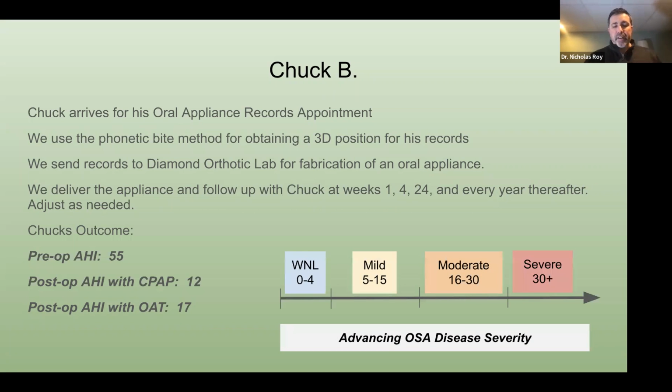And to provide some context, here's a graph that we made on the advancing OSA disease severity based upon the number of apnea, hypopnea events per hour. Under 4 or under 5 is normal, 5 to 15 is mild, so on and so forth. So as you can see, he went from very severe all the way down to almost mild.